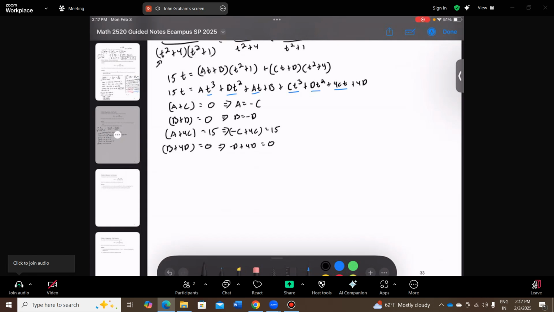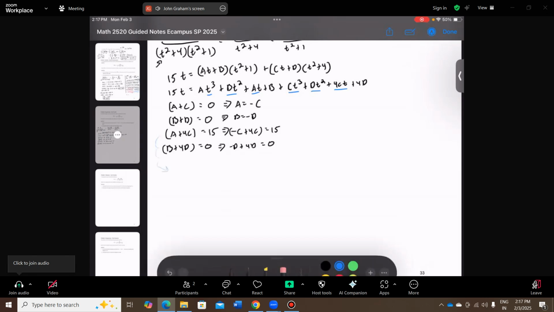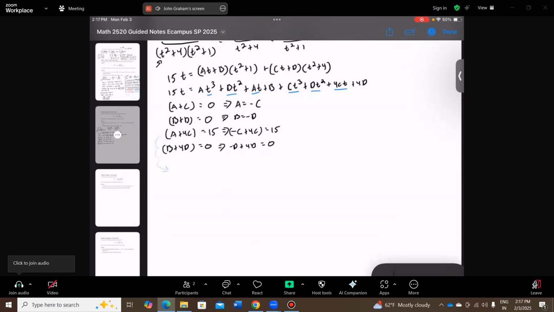Okay, so now bringing these two down, the last two down, we can see that 3c equals 15, so c equals 5. So a equals negative 5. And then 3d equals 0, so d equals 0. So b also equals 0.